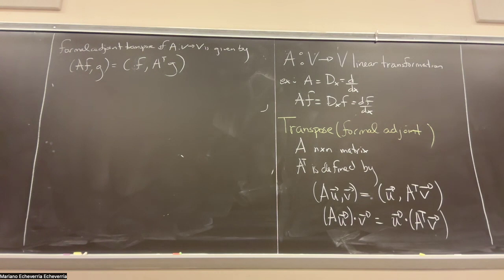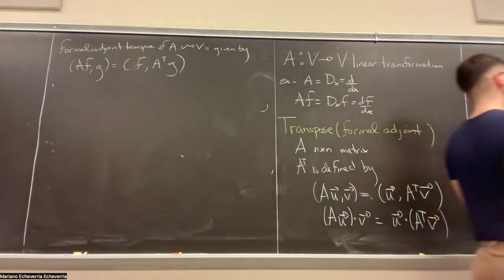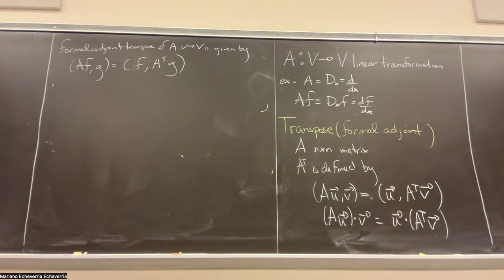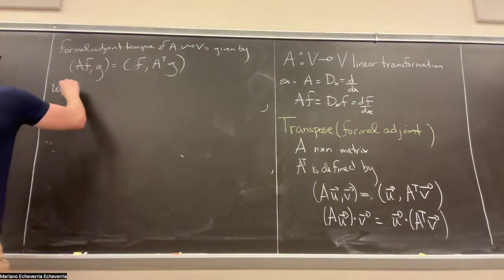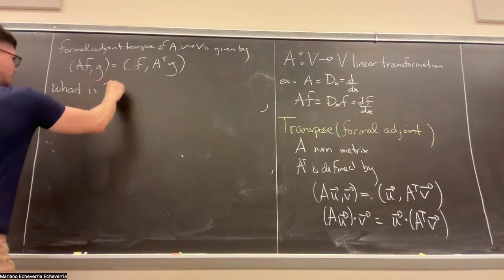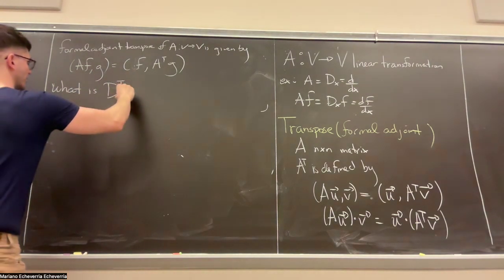The fun thing is to find the transpose of certain operators. The most basic one that you want to find is the transpose of the derivative. That's the most important example, also for quantum mechanics. So what is the transpose of the derivative operator?